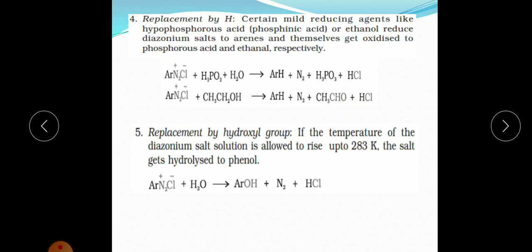Next, how can we replace with the hydroxyl group, this OH group? For that, we take benzene diazonium chloride and treat it with water. What will happen? The OH group will be substituted, so it will form phenol plus nitrogen plus HCl. Fine. So these are the major reactions of benzene diazonium chloride as well.